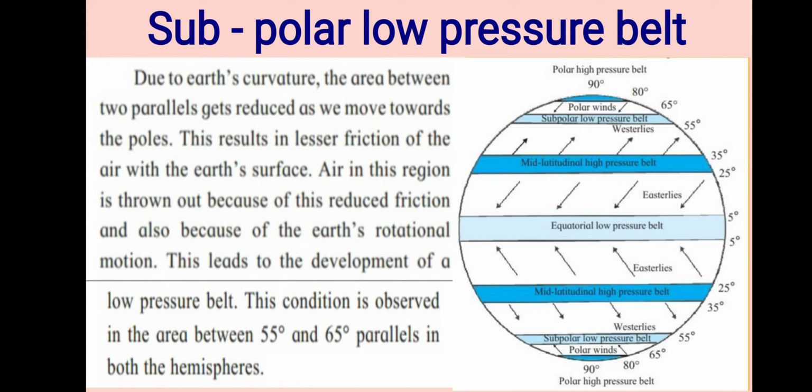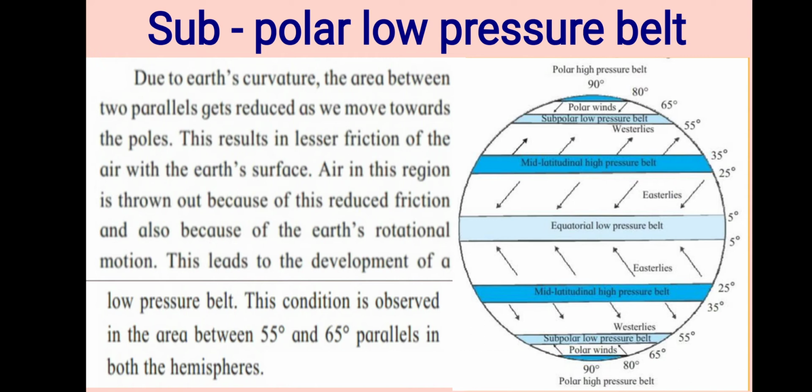It looks like a circle, so it is curved. When we come near the end point, the Earth is curved. Due to this curve, less friction is there. Due to this low pressure and the rotation of the Earth around itself, some friction is there. Due to this, the low pressure belt forms in the subpolar region.